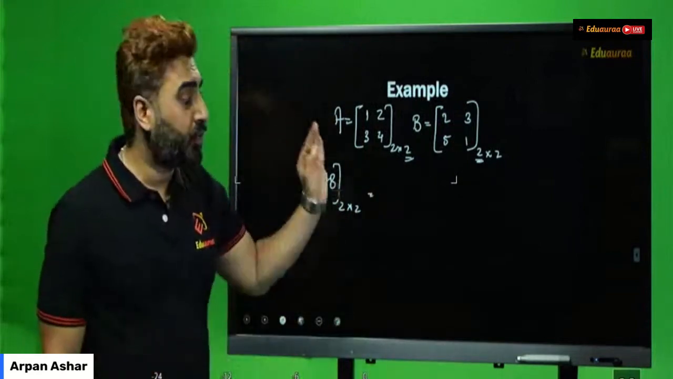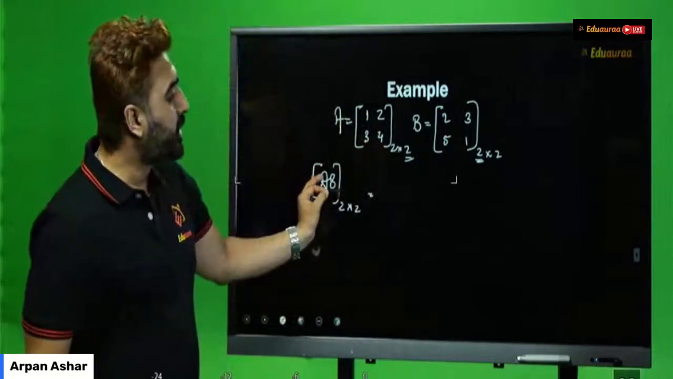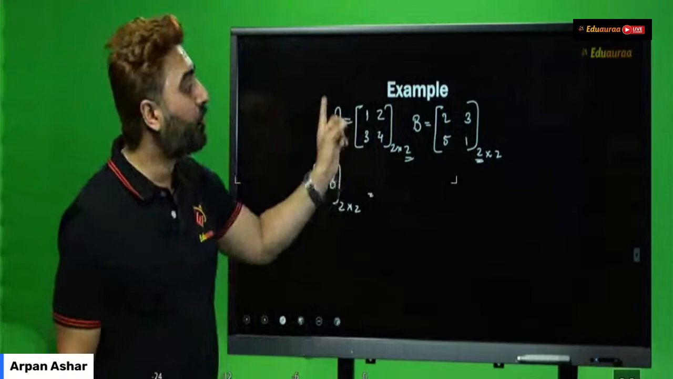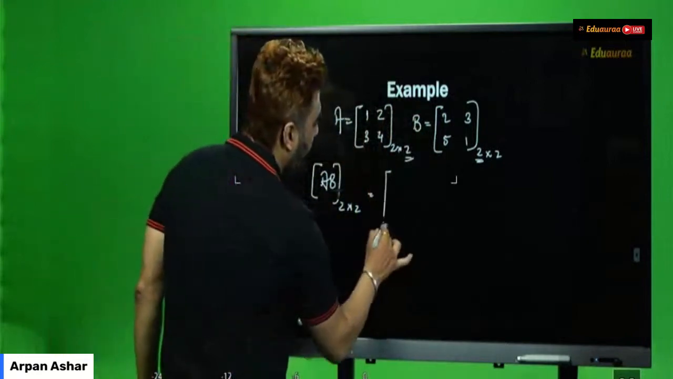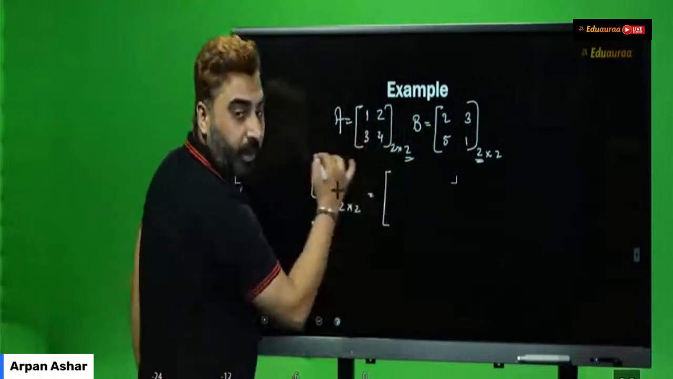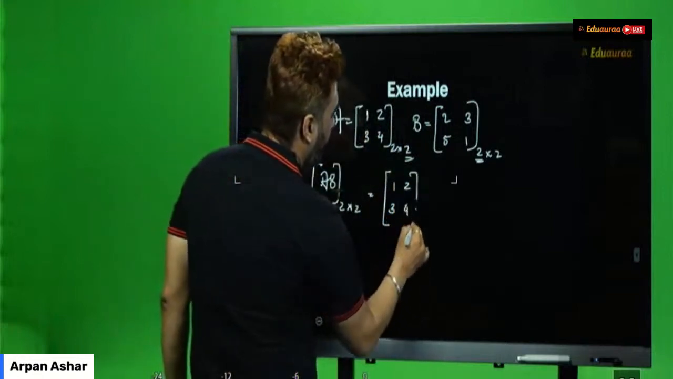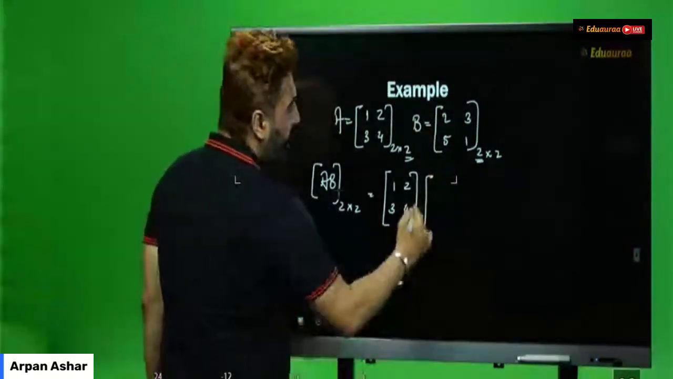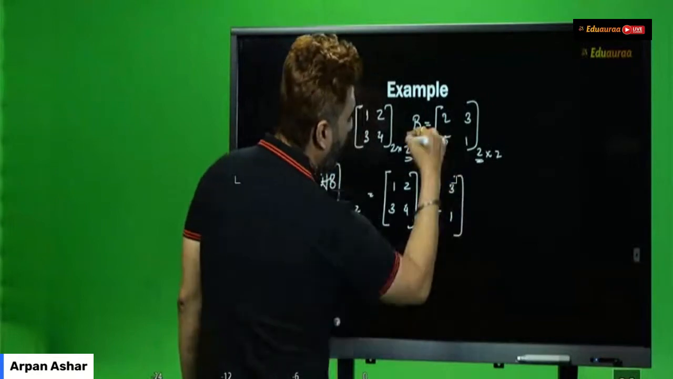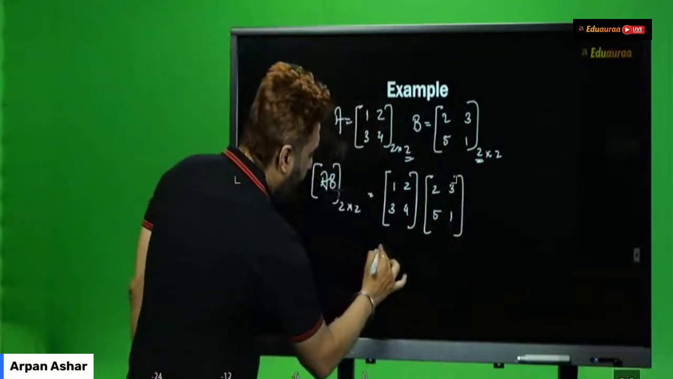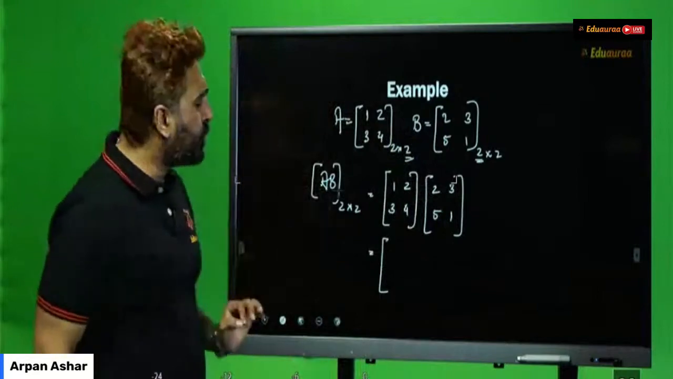That means one thing is sure that we will have to find 4 elements. Which 4 elements? Position of elements is important. 4 elements find करने हैं. कौन से? 1 1, 1 2, 2 1, 2 2. So how do we write it? So सबसे पहले हम लोग ये मैट्रिक्स वापस लिखेंगे. 1 2 3 4. Then आएगा 2 3 5 1. Now हमें मल्टीप्लाई करना है.